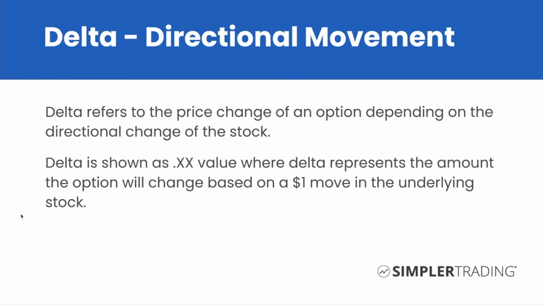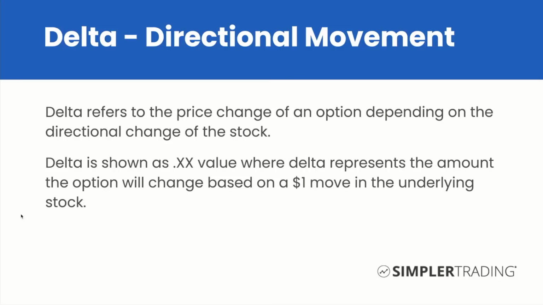So let's go over each one of these individually. First, we're going to start with delta, which is directional movement. Delta refers to the price change of an option depending on the directional change of the stock. Delta is shown as a .xx value, where delta represents the amount the option will change based on a $1 move in the underlying stock. So what does that mean? It means that if you have, let's say, a delta 70 call or a delta 70 put, which is usually the rule of thumb that we go with. If we're going to get long an option, we usually try to go with delta 70 just as a rule of thumb.